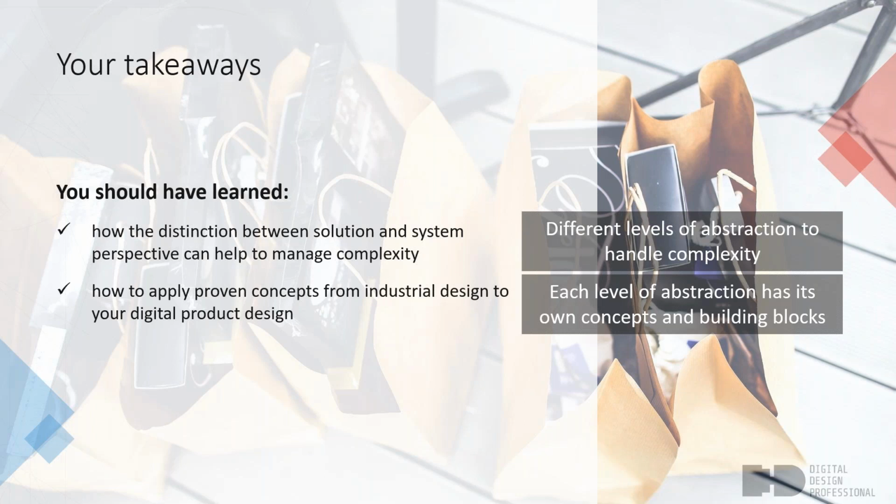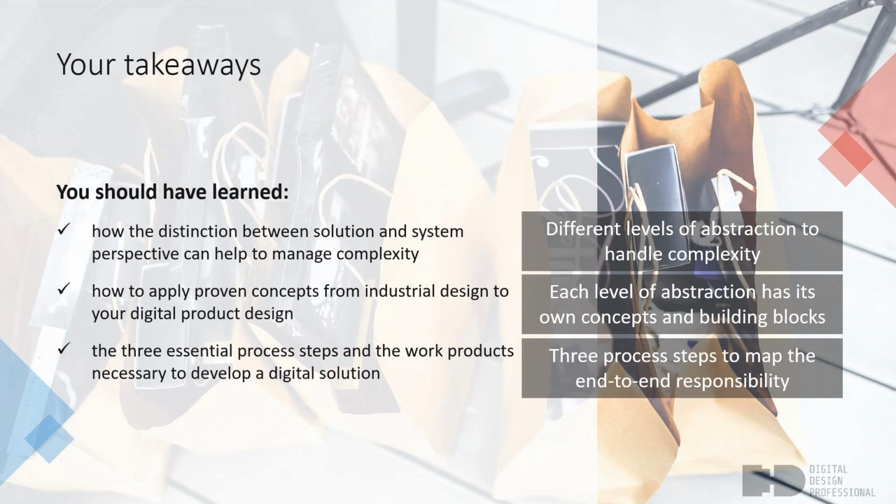The next thing we talked about is how these proven concepts, also known from industrial design, can be used for designing digital products. This means we have different abstraction levels, and we have different building blocks in these concepts that are created on these different steps during the building process of the solution. The building process from scoping via conceptual work to the development operations part is the perspective a digital designer needs to have, this end-to-end responsibility, to really know what was the very beginning, what was the vision, and how this is realized.